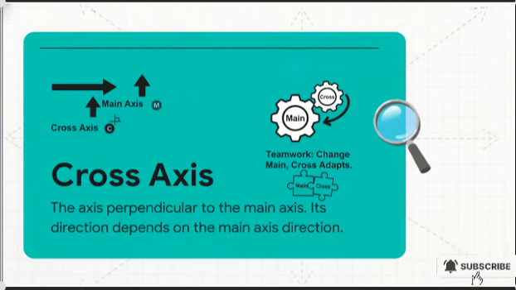And of course, wherever you have a main axis, you've got a cross-axis. It's simple. It always runs perpendicular to the main one. So if your main axis is horizontal, your cross-axis is vertical. And if you flip the main axis to be vertical, the cross-axis becomes horizontal. They work together, like a team.